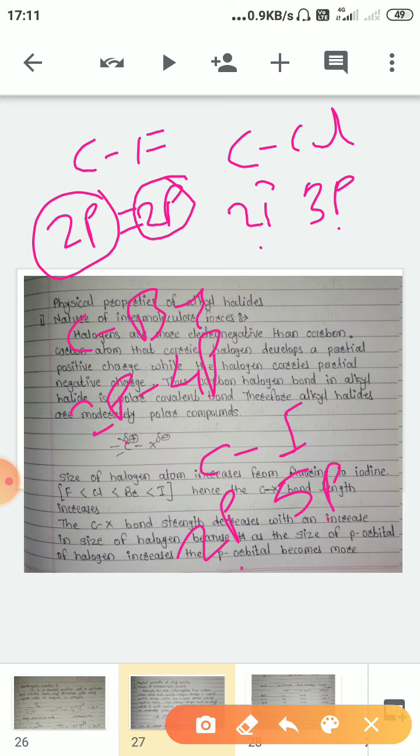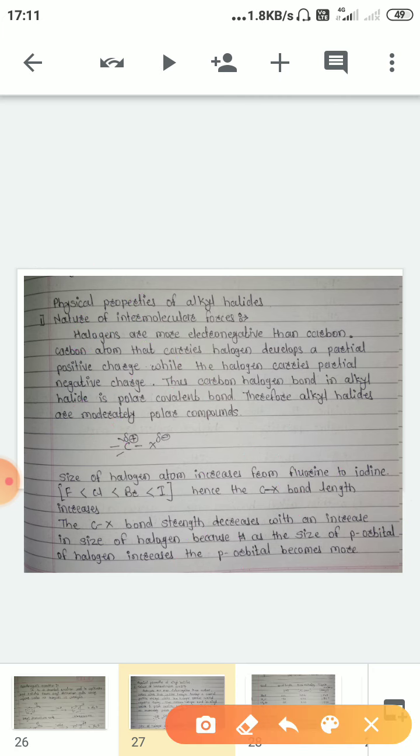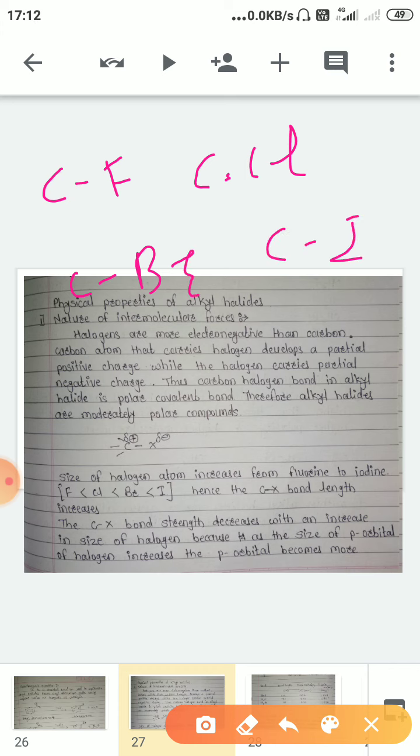shortest bond length. Okay, and therefore if we consider the carbon fluorine bond, carbon chlorine bond, carbon bromine bond and carbon iodine bond, for the bond length, the carbon iodine bond length will be maximum and the carbon fluorine bond length will be minimum. But the strength of the carbon and fluorine bond is maximum, greater than the carbon and chlorine bond, than the carbon and bromine bond, and than that of the carbon and iodine bond.